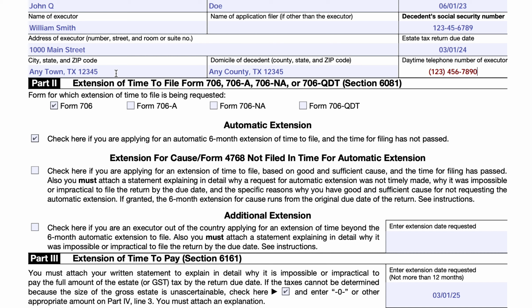To change your address, you can file IRS Form 8822, which is the Change of Address notification form, or you can change your business address or responsible party by filing IRS Form 8822-B.